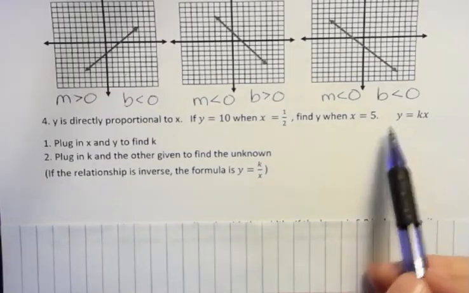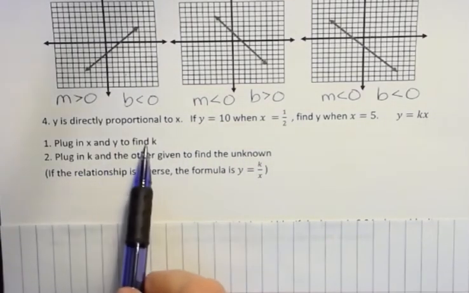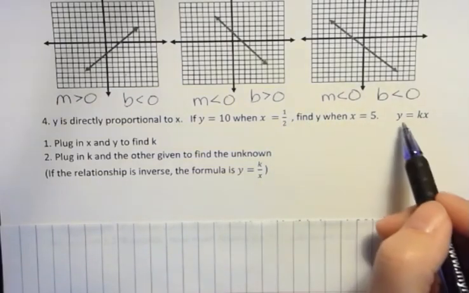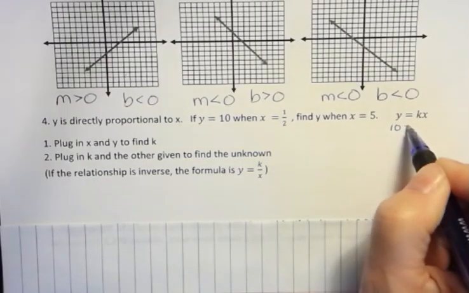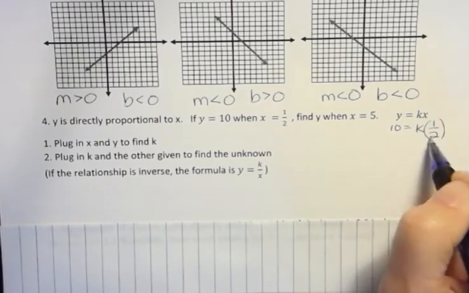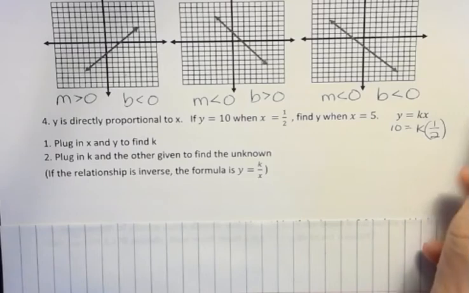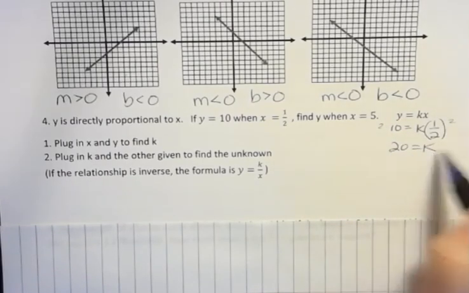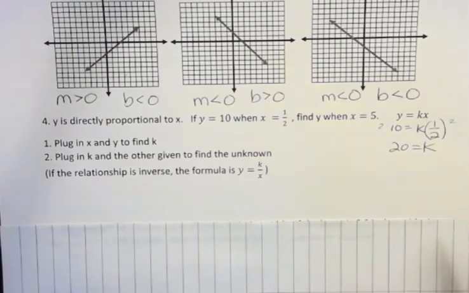So what we do to solve this is we plug in x and y to find k, and we're always first given that x and y. So we say y is 10, we don't know k, but we know x is 1/2. So if I solve for k, I'm just going to multiply both sides by 2, and that's going to give me that k equals 20. I think sometimes they'll ask you to find k first and then find the other one.